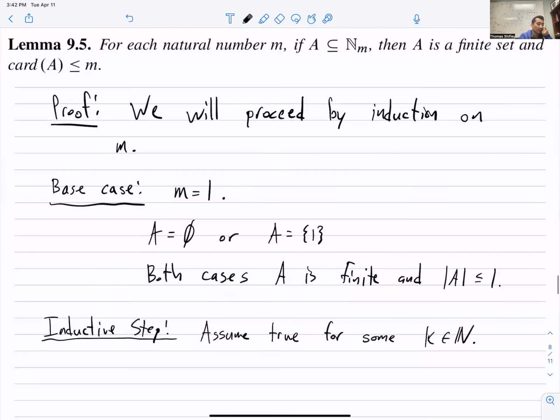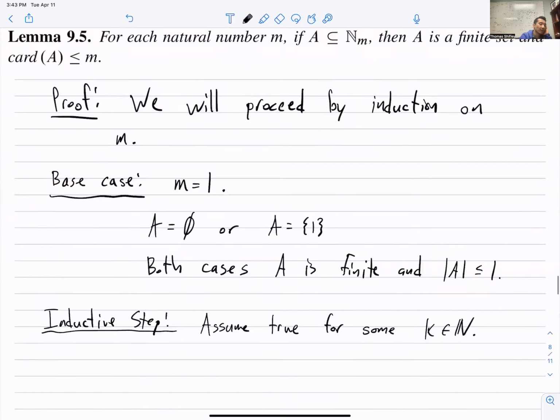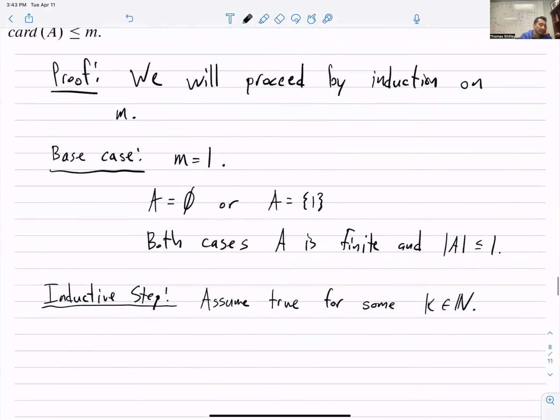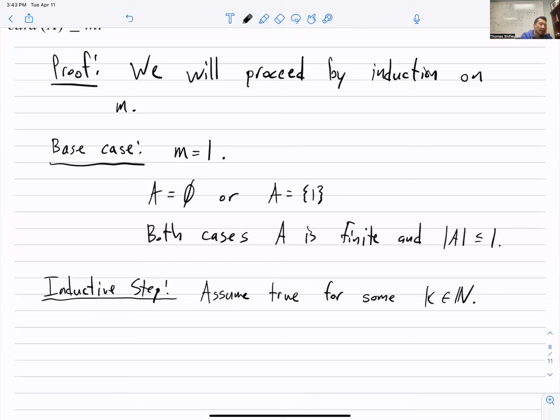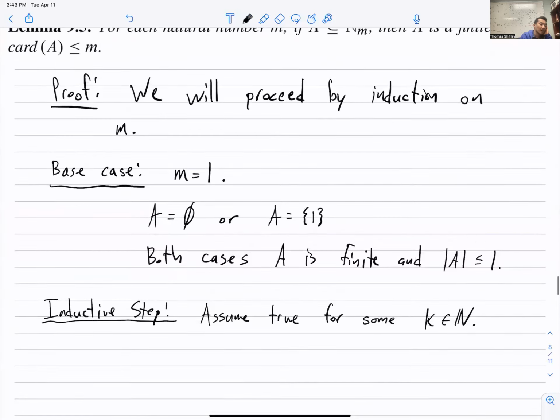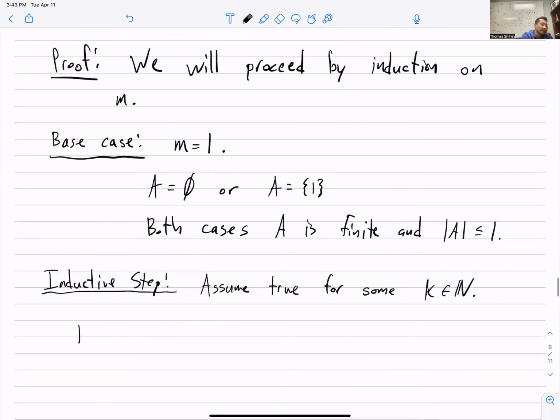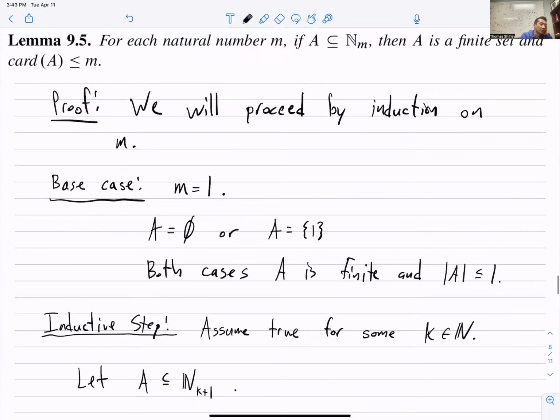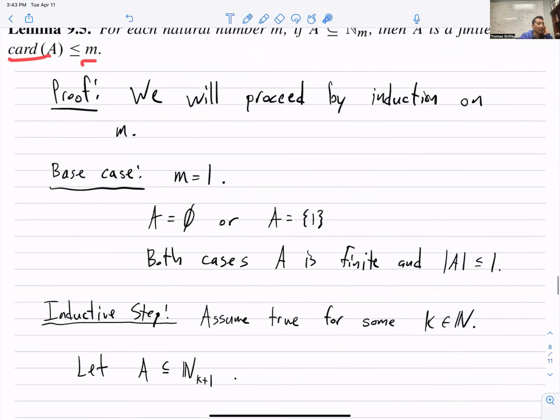So what is the statement we're trying to say? If A is a subset of N sub K, then A is finite and the cardinality of A is less than or equal to K. That's what we can assume. We want to show it's true for K plus 1. So how can we do that? Let's start with an arbitrary guy. Let A be a subset of N sub K plus 1. We want to show that it's finite and that the cardinality of A is less than or equal to K plus 1.